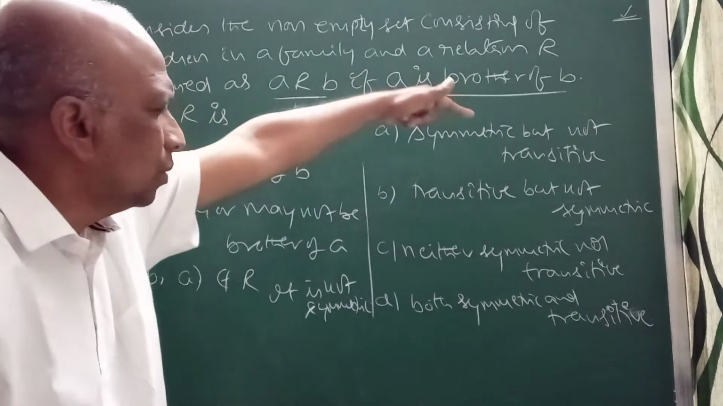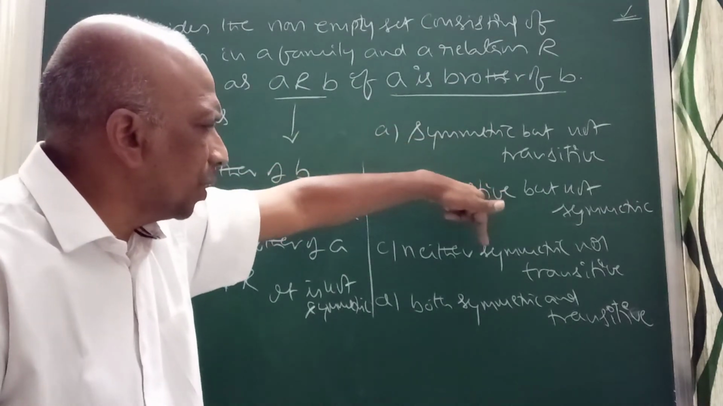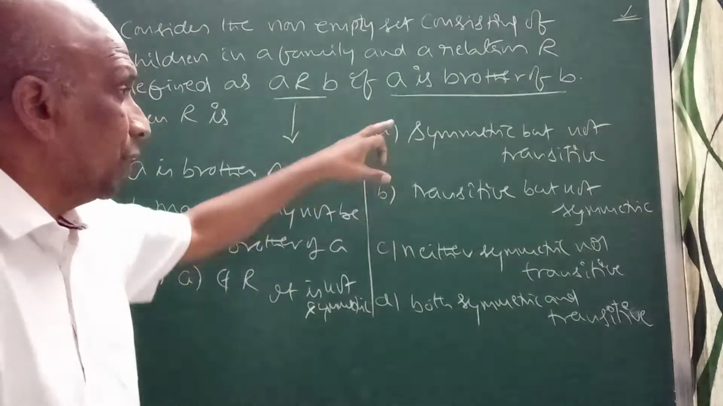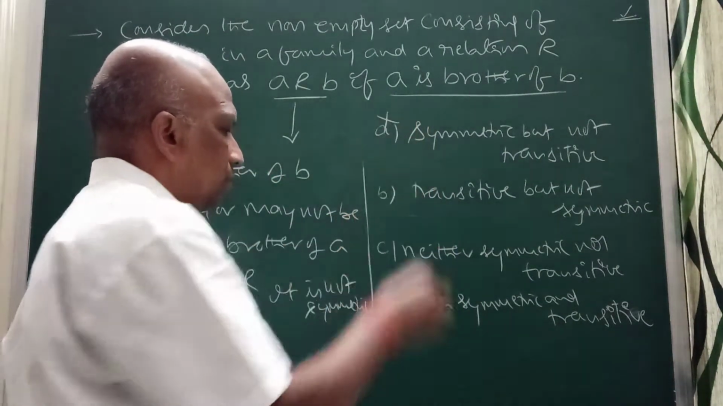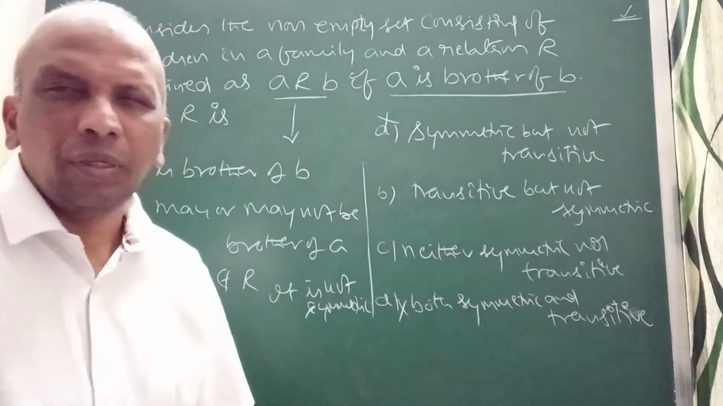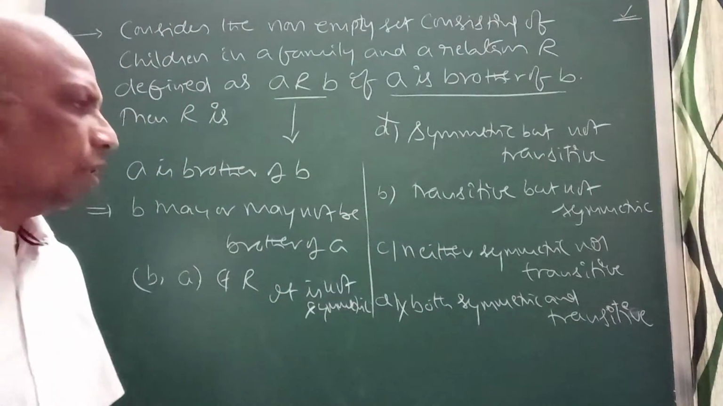Since it is not symmetric, I can eliminate this option. I should check transitive then. The answer is either B or C, so 50% eliminated.